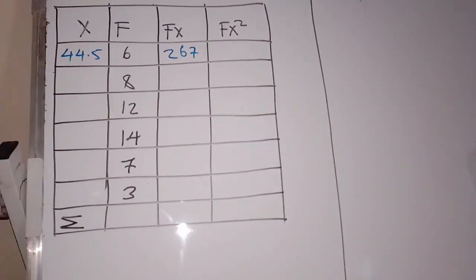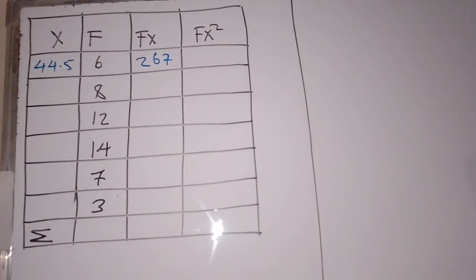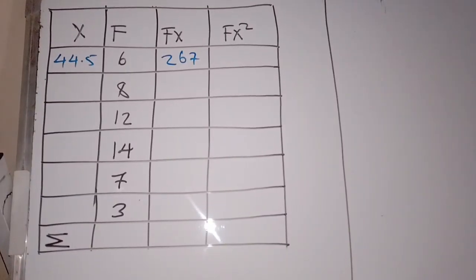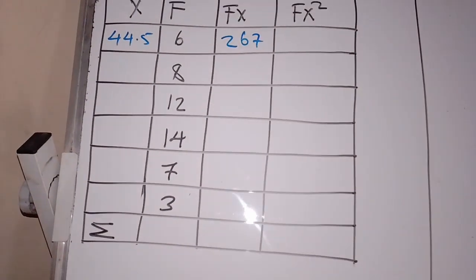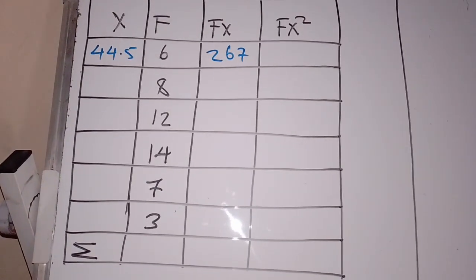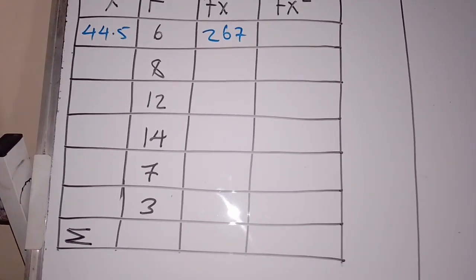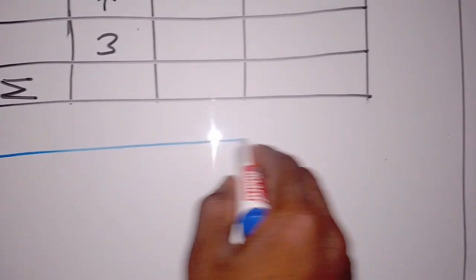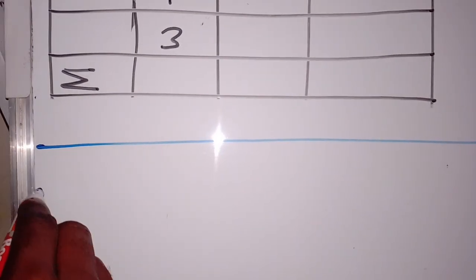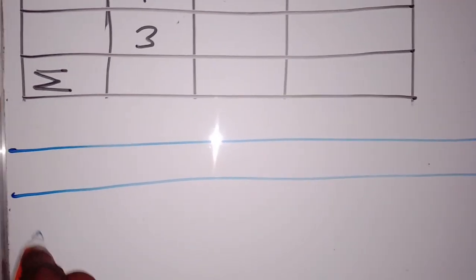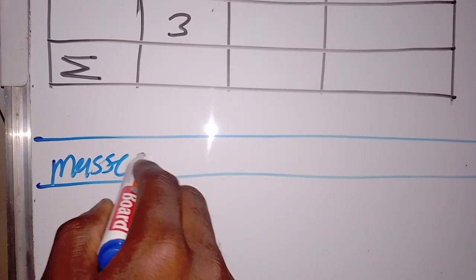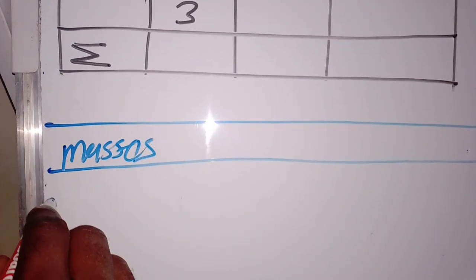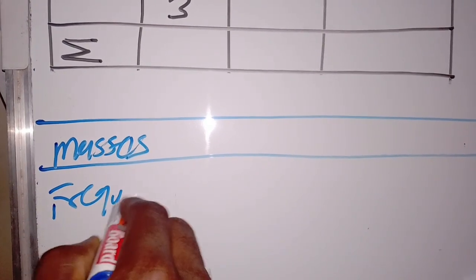Okay, so let's finish up the table and then we're going to find the mean and the standard deviation. From the table, you know the table we had, it was like this. We had the table like this, if you remember. Here the masses, and then here the frequency, right?